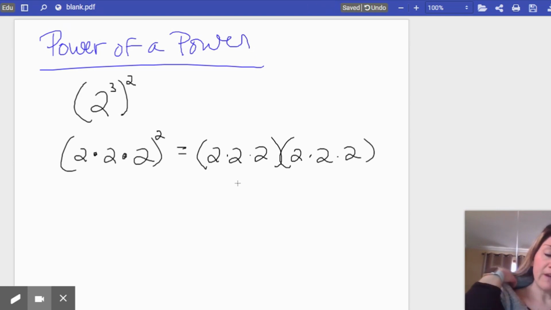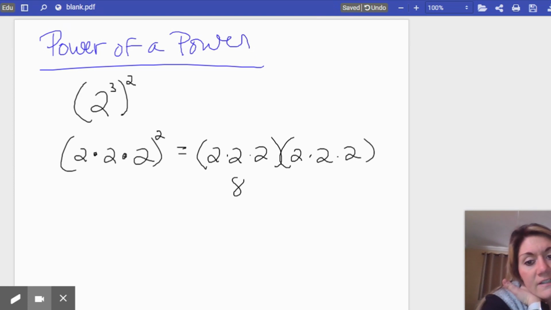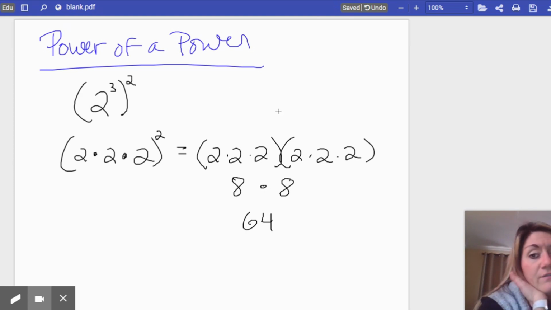And when you simplify this or evaluate it, 2 times 2 is 4, times 2 is 8. So 8 times 8, which is 64. Now, if you notice, 2 cubed gives me 3 2's, and I have that 2 times. So if we have a power of a power, what you do is you take the exponents and you multiply them, 2 to the 6th.